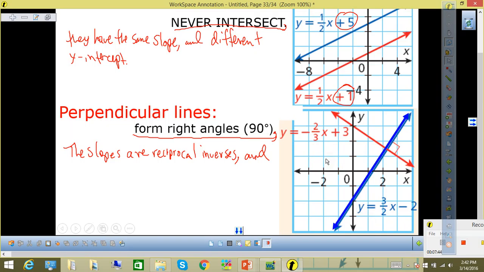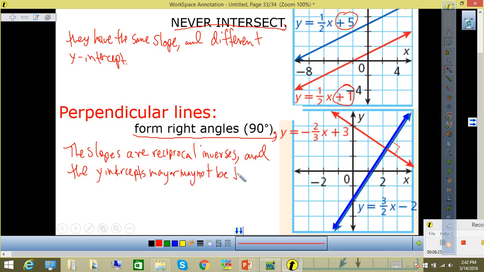No. So therefore, what would we write? Perpendicular lines form right angles. The slopes are reciprocal. And what else do we write at the end to clarify or to just elaborate on the y-intercepts? And, yeah. Bam. The y-intercepts may or may not be the same. That is correct.